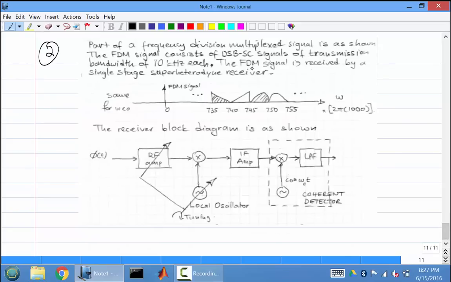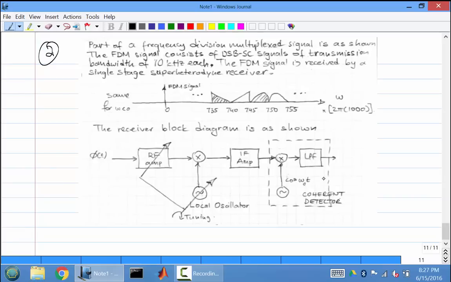Okay, so part of a frequency division multiplex signal is shown. This frequency division multiplex signal consists of double sideband suppressed carrier signals of transmission bandwidth 10 kilohertz each. Okay, and the frequency division multiplex signal is received by a single stage heterodyne receiver. So this is what the spectrum looks like, and then this is the superheterodyne receiver block diagram.